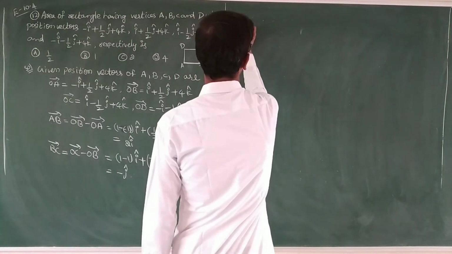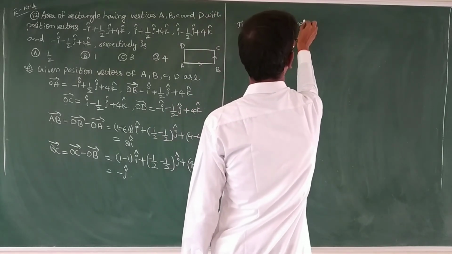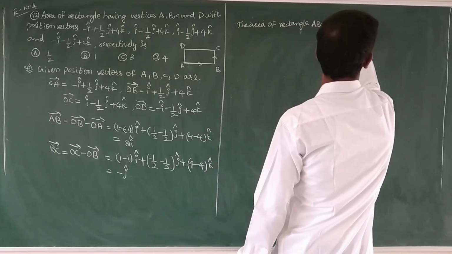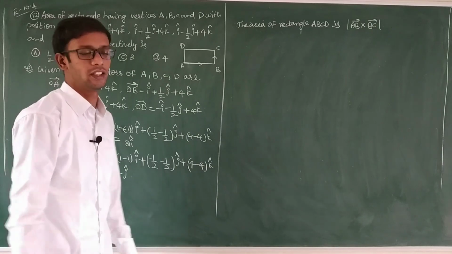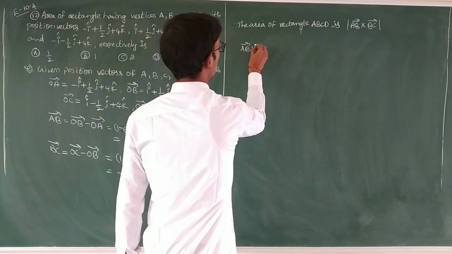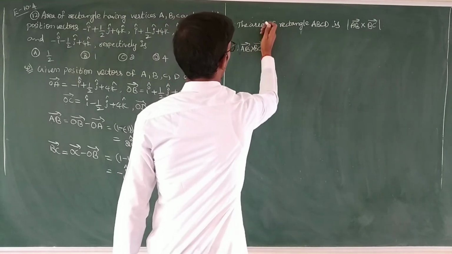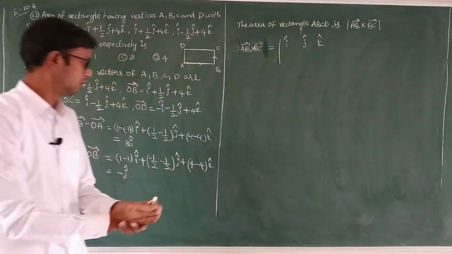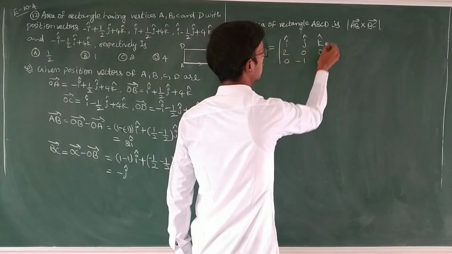Therefore, the area of rectangle ABCD is magnitude of AB bar cross BC bar. Area of parallelogram and area of the rectangle are the same here. So AB bar cross BC bar, first we will find the cross product vector, then simplification. The determinant has i cap, j cap, k cap, then the vector here: 2, 0, 0, and 0, minus 1, 0.